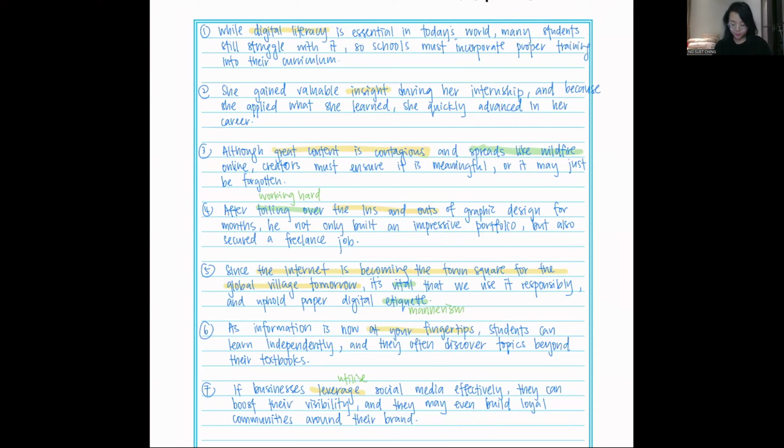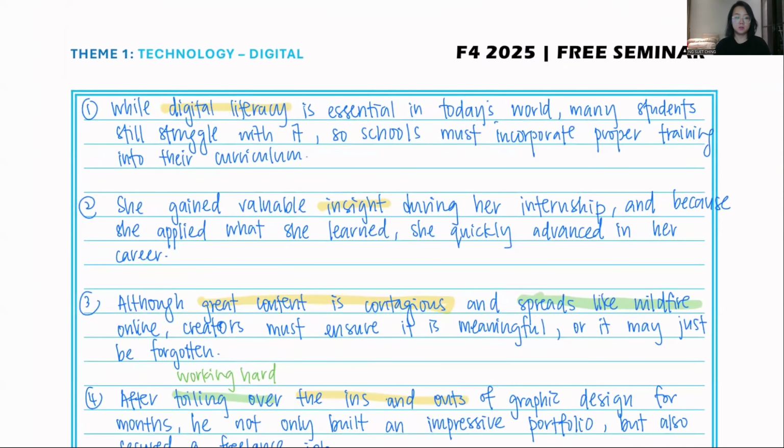While digital literacy is essential in today's world, many students still struggle with it. So schools must incorporate proper training into their curriculum. Very nice. So basically, 你 Form 1, Form 2，我听说 some like certain classes had ICT classes，就是 computer class. So digital literacy is important, but 如果没有人教你 how do you learn? Right? So 学校一定要 include, incorporate 融入进我们的 proper training into your curriculum.